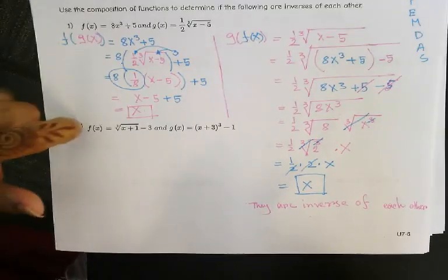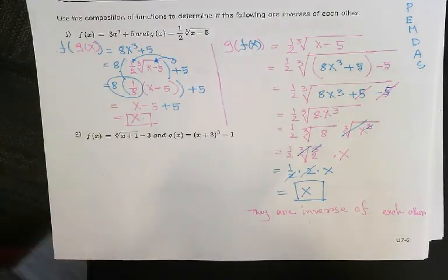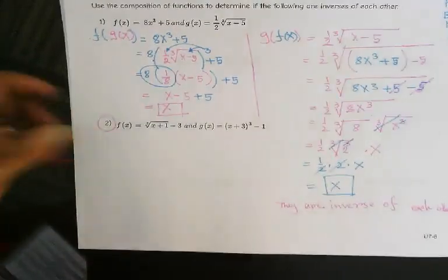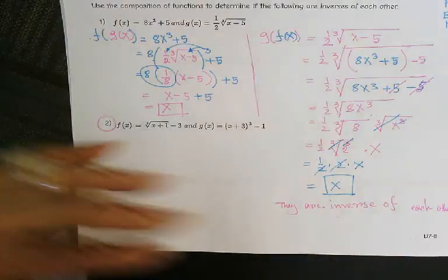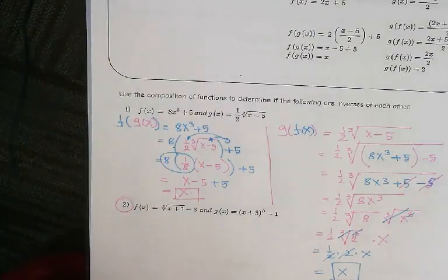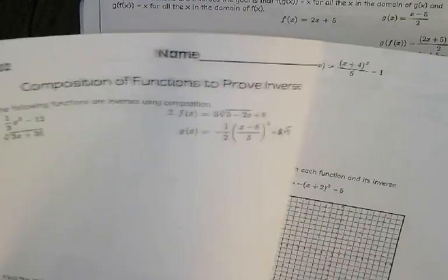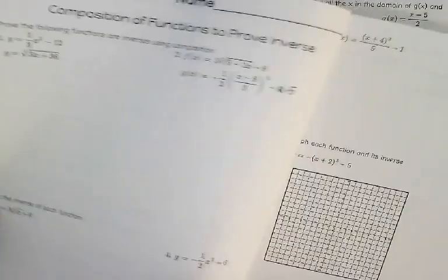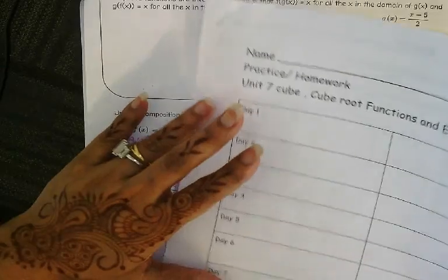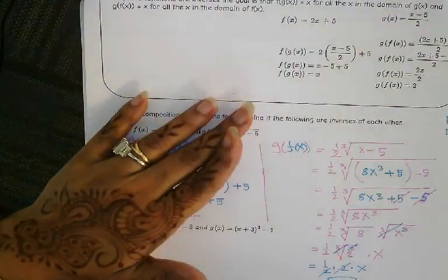Do number 2. I'm giving you 6 minutes. It should not take that long, but still I'm giving you that time. Do number 2. Once you are done, raise your hand. I'm going to check it, and then you're going to go to your practice paper. But first, do number 2. Go to your practice paper, go to day 2. It's going to be composition of functions to prove inverse. So this and this page. First, do number 2. Show me. I can check it, and then we're going to do these 2 pages. Any questions? We good? All right, go ahead.